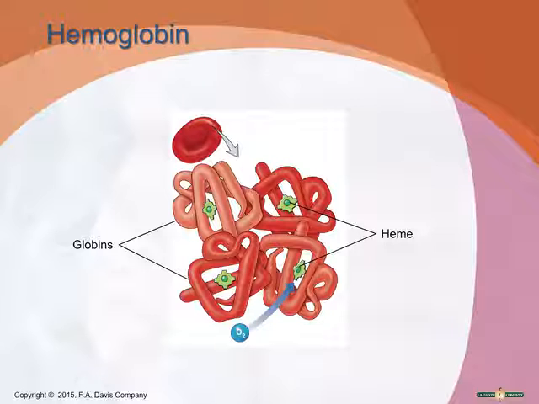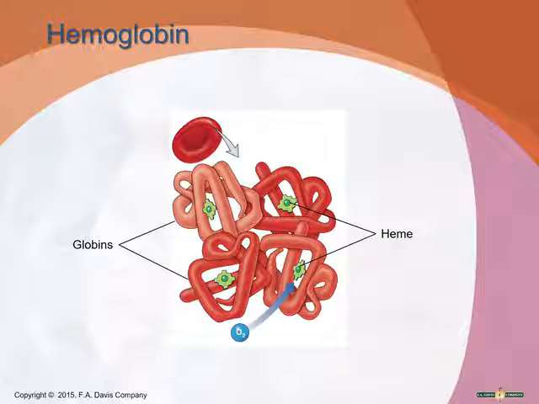Hemoglobin consists of 4 ribbon-like protein chains called globins. You can see it's pointing them out to you here. They actually pictured them very nicely in different colors for you. And then bound to each globin is a molecule with iron in it called heme. That's where we come up with hemoglobin.